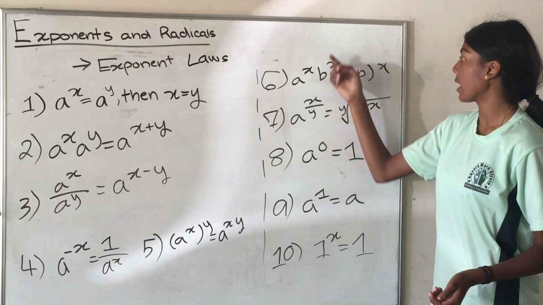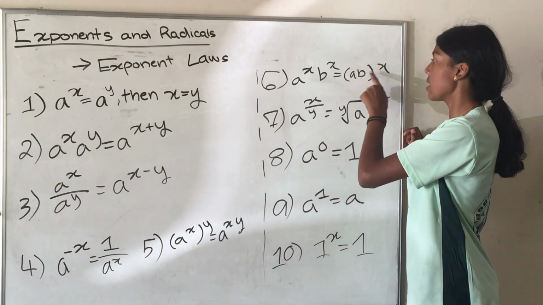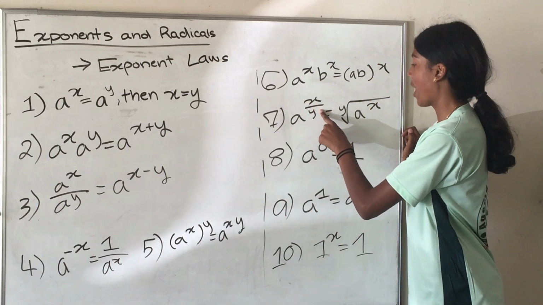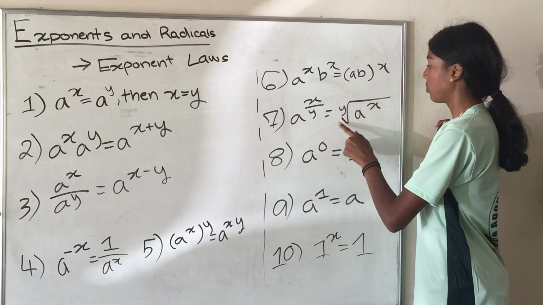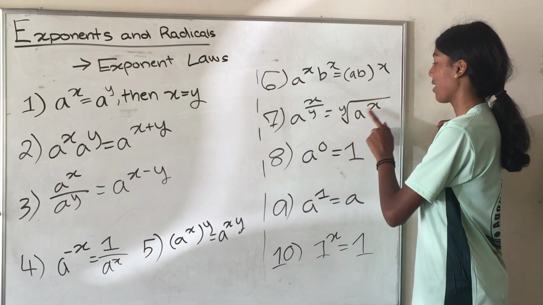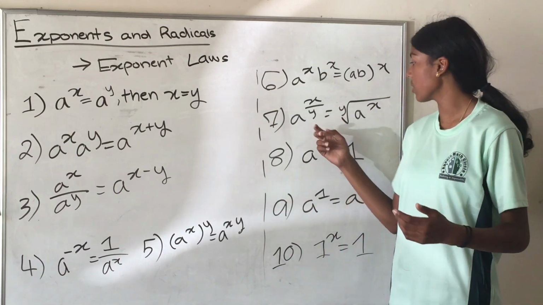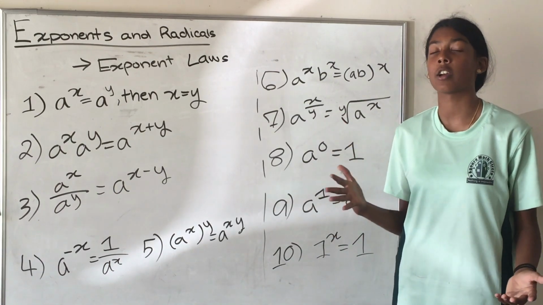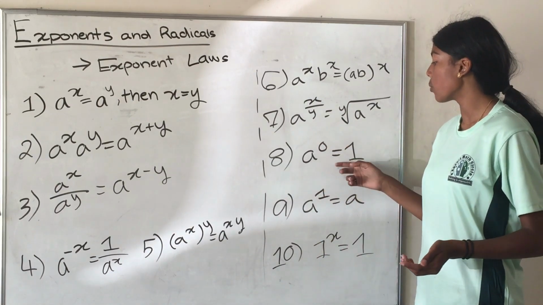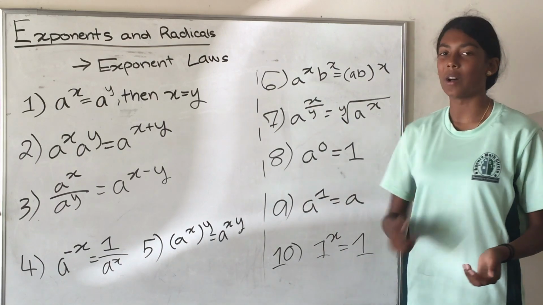A to the x times b to the x, different bases, same exponent, is ab to the whole power of x. A to the x over y is the y-th radical with a to the x in it. And this rule is how you're mainly going to convert from exponent to radical. A to the 0 is 1, a to the 1 is a, and 1 to the x is 1.